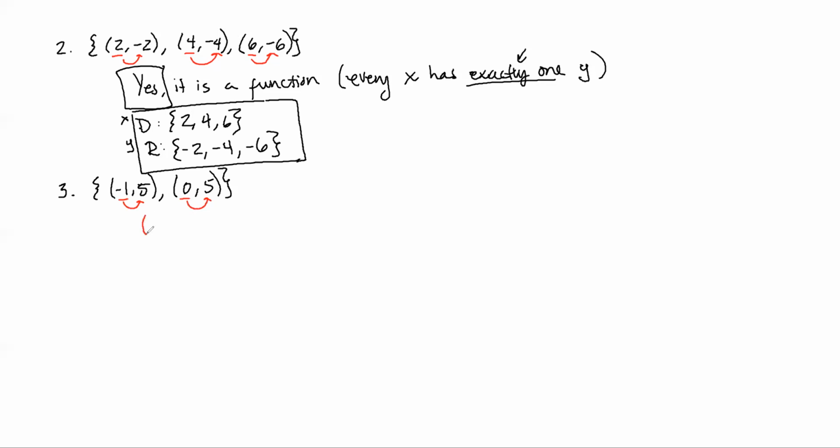If we had also had, let's say, (-1, 6), that would mean we'd also have -1 going to 6, as well as -1 going to 5. But because we don't have any repeating x's, we might have repeating y's, and that's perfectly fine. This one is a function. So repeating y values are okay.